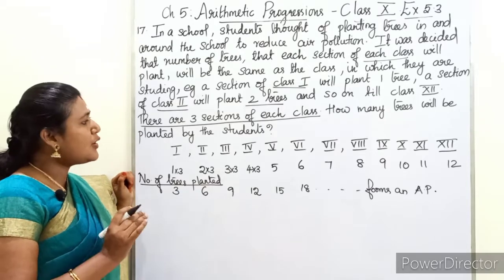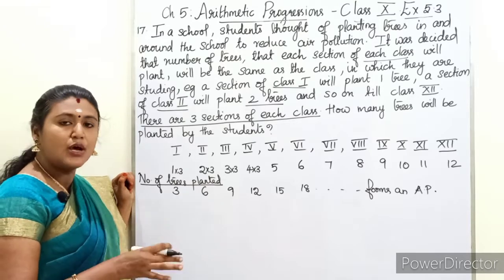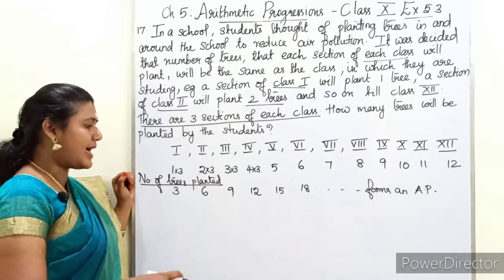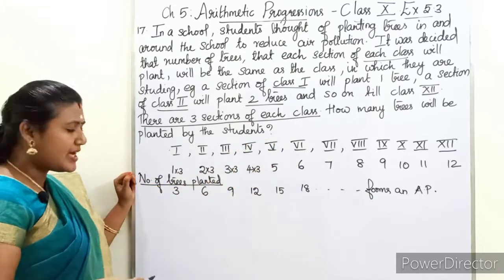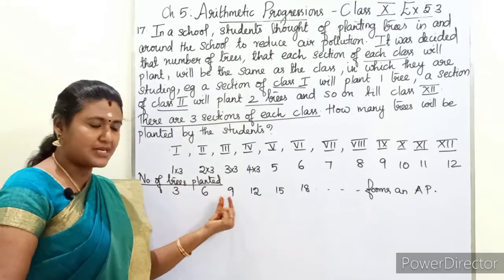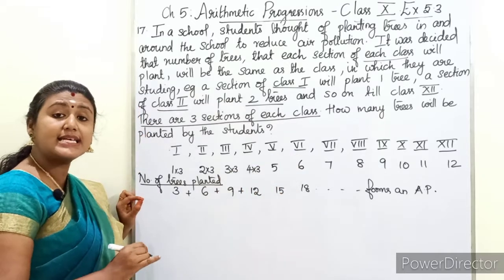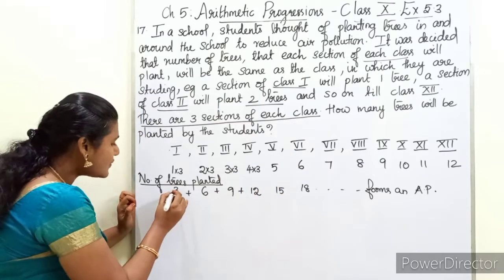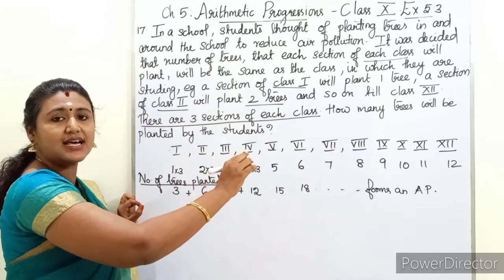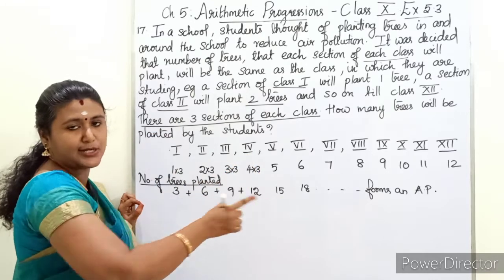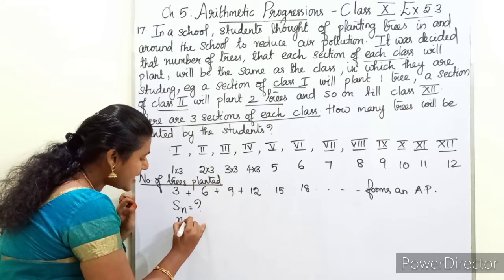Now the question is, how many trees will be planted by the students? That is, in total how many trees will be planted by the students of class 1 to 12? That is what we have to find. We have to add these numbers, that is 3 plus 6 plus 9 plus so on. This is nothing but the sum, Sn, the sum of n terms. So what is the n value? How many classes are there from first standard to 12th standard? So 12 classes. So we have to find Sn, where n is equal to 12.